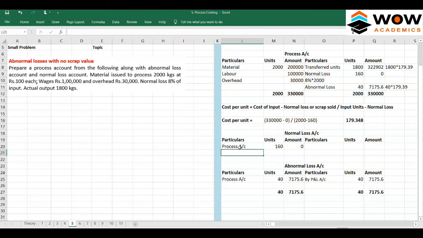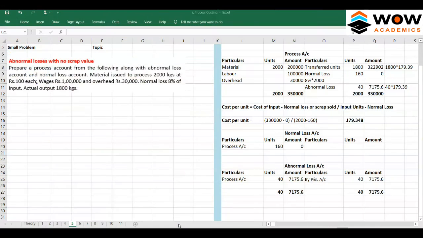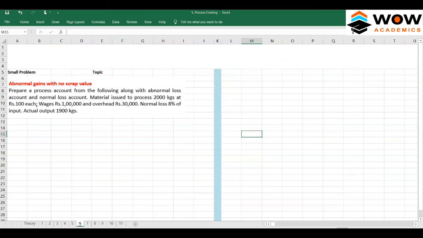So that's about this sum. As we progress higher and higher, the questions will become a little tougher and tougher. So we'll move on to the next sum, sum number 6.